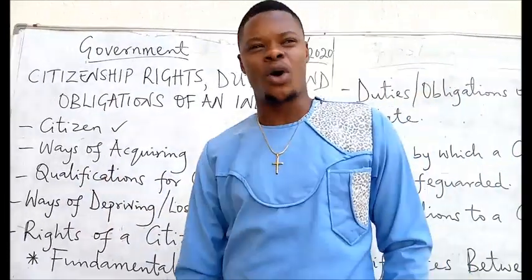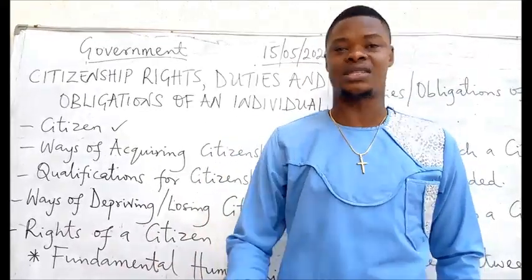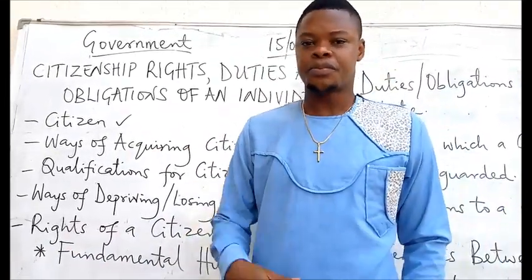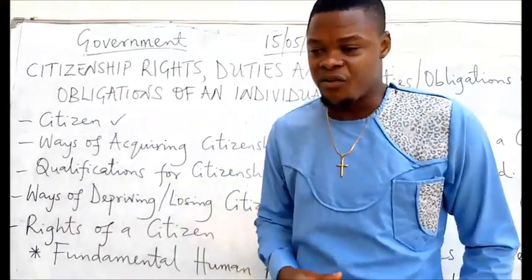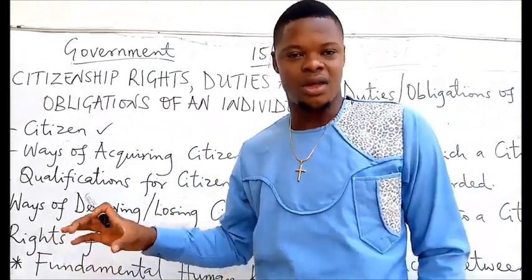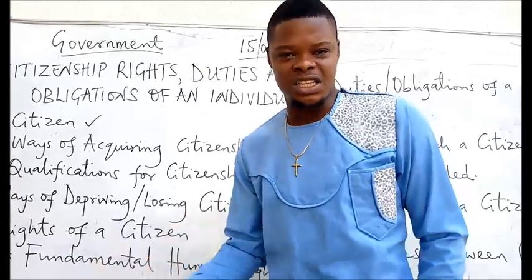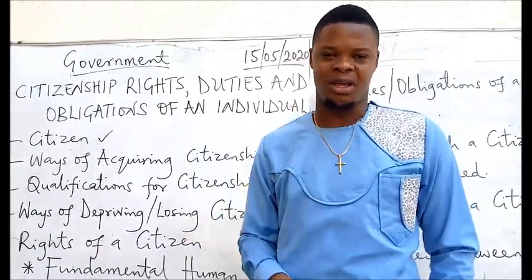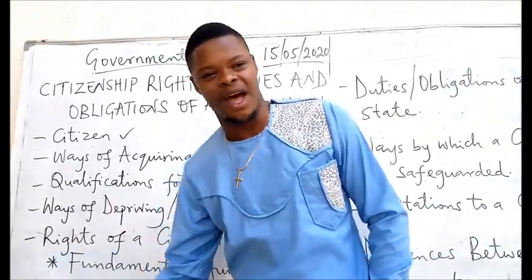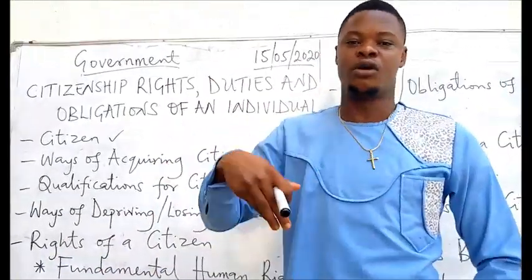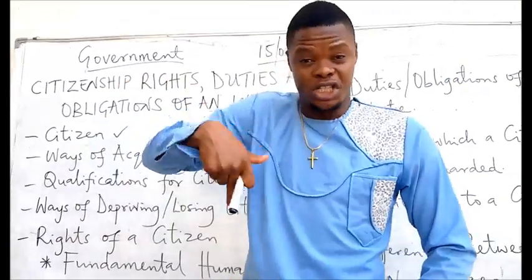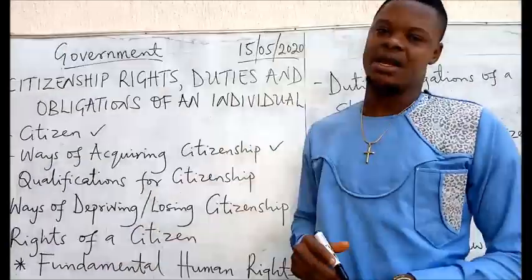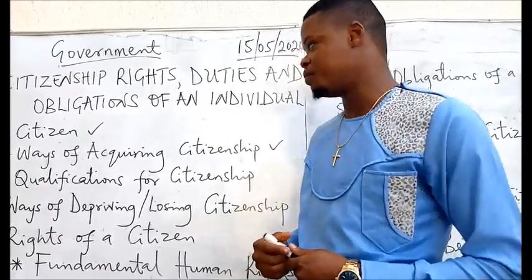And then we have also what is called dual citizenship. That's another way of acquiring citizenship, dual citizenship. When a Nigerian, for instance, goes to America to give birth, that child born in America, for the fact that he was born in that country, becomes a citizen of that country, while also still being a citizen of his original country. That is called dual citizenship. So these are the ways of acquiring citizenship.